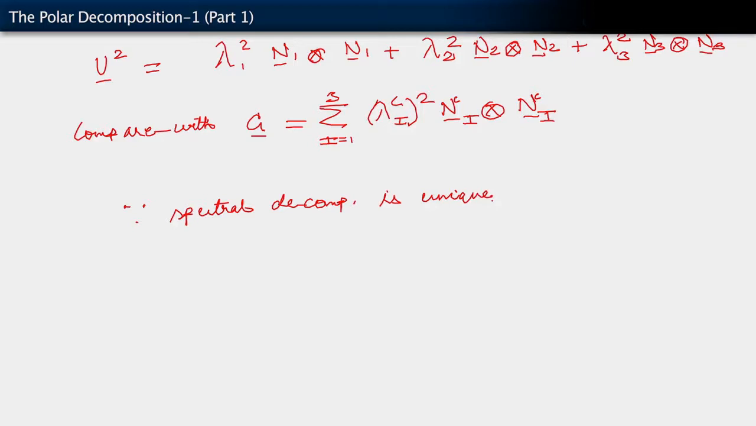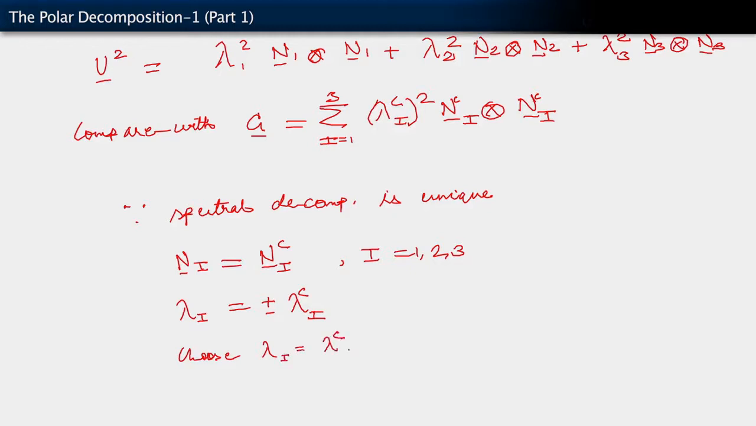When you compare U square and C, and we saw that if U exists, we've got to have U square equal C. So when you compare the first two lines of this slide, the only conclusion you can have is that the eigenvectors of U are the eigenvectors of C. And furthermore, each lambda i of U equals plus or minus lambda Ci. What we are going to do is pick the positive eigenvalues. So we will choose lambda i equals the positive value of lambda Ci, for i equals 1, 2, 3.